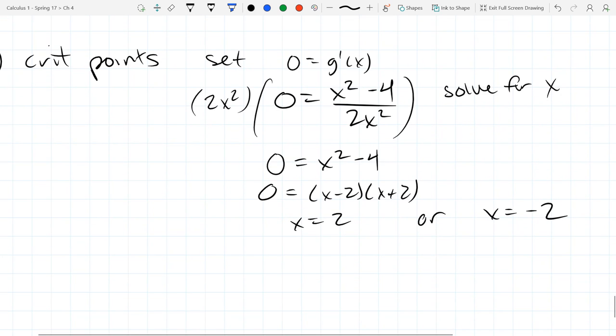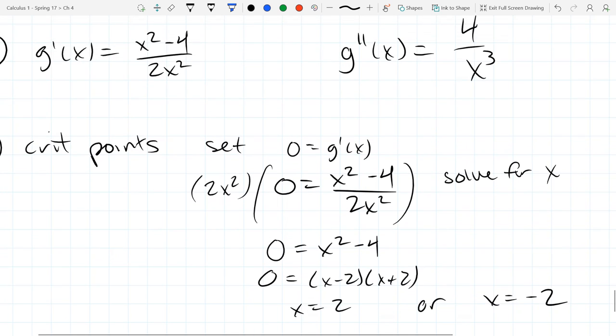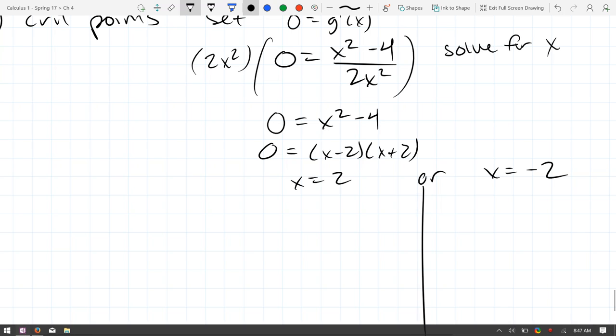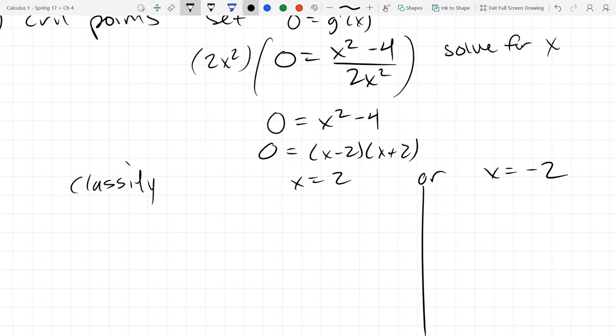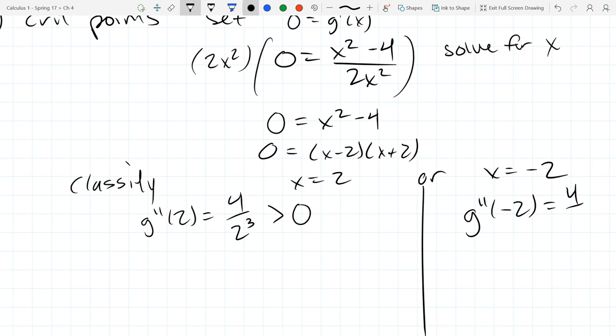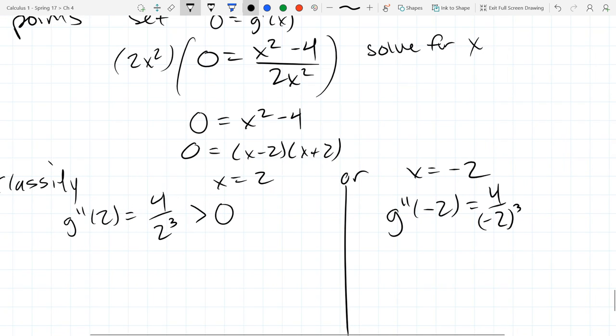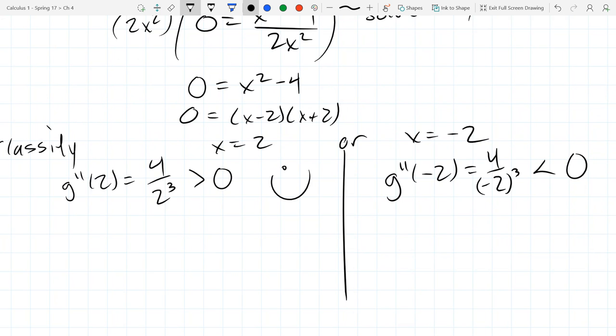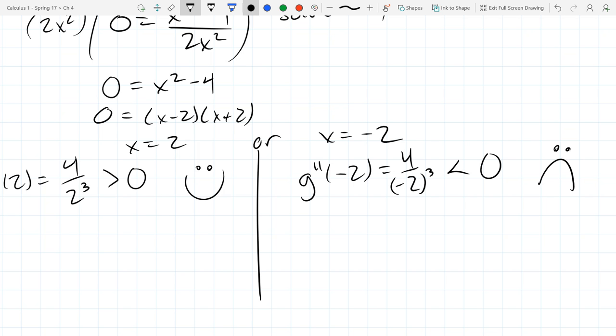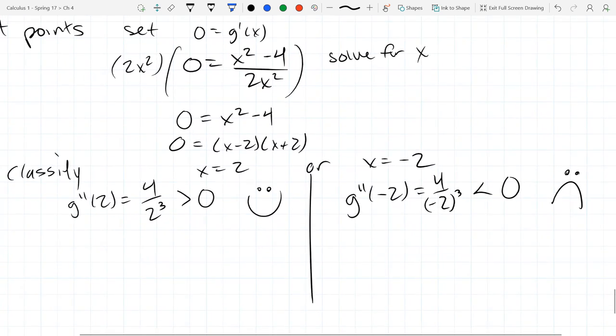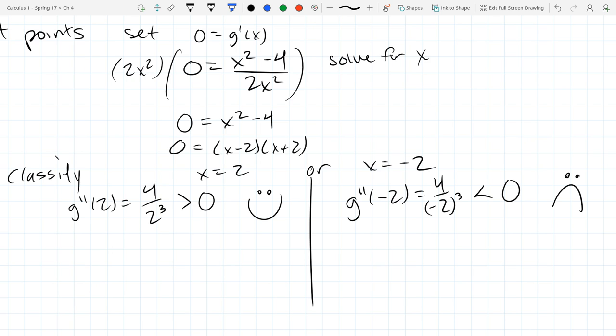You have to classify these also. So we have the two x values. Now we need to decide minimum, maximum, or inflection point. So plug them into g double prime of x. And this gives us concavity, so we're concave up, which means local minimum on our first x equals 2.